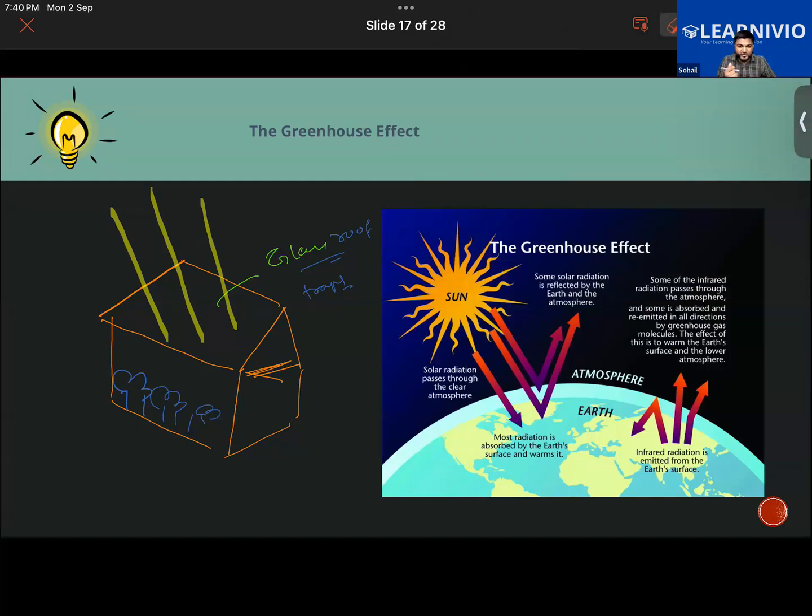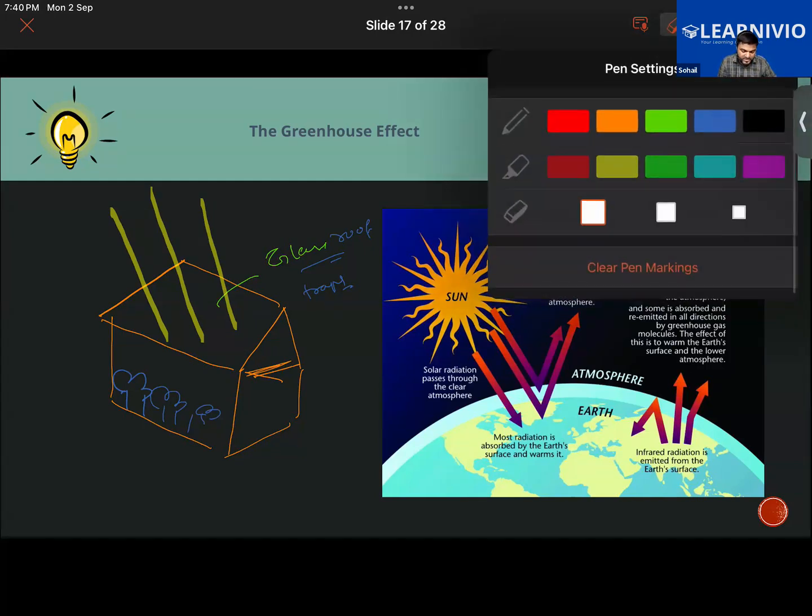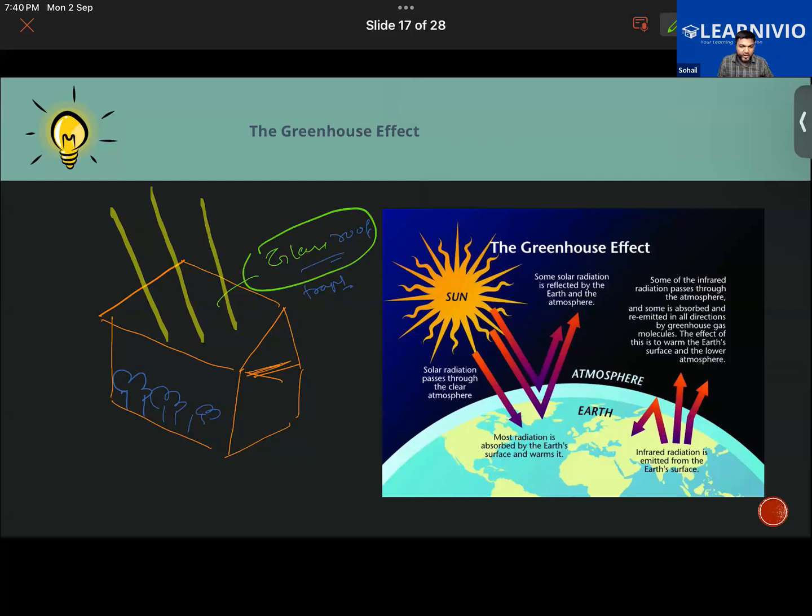What is this greenhouse effect then? Similar to the glass roof of this greenhouse, there are some gases in our environment like carbon dioxide, methane, chlorofluorocarbon. There are lots of other gases that absorb the heat from the sun's rays, basically trapping that heat, and they will not allow that heat to escape into space.